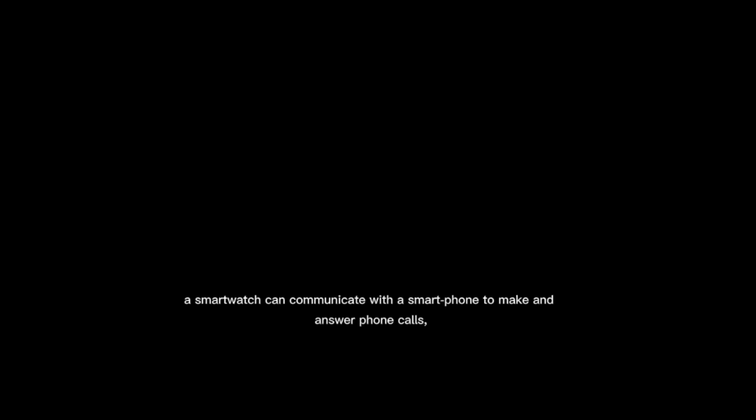In addition to keeping time, a smartwatch can communicate with a smartphone to make and answer phone calls, read and send messages, access the web, play music, work with apps such as fitness trackers and GPS, and more. With smart glasses, a user looks into an eyeglass-type device to view information or take photos and videos that are projected to a miniature screen in the user's field of vision.